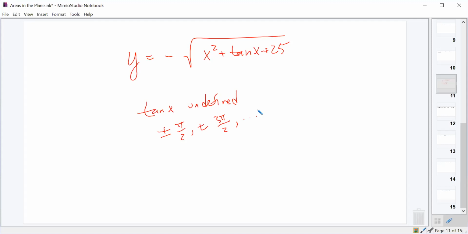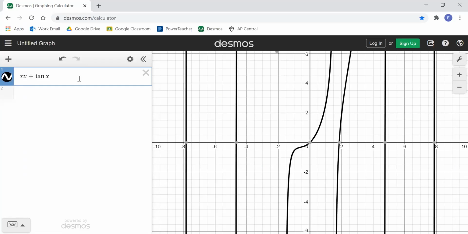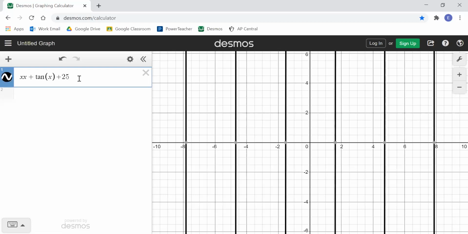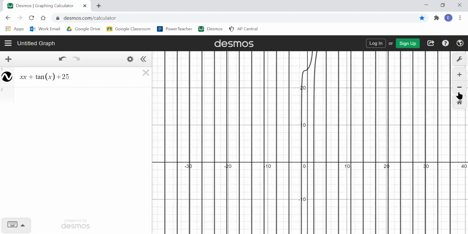Okay, the other thing that's going on though is that x squared plus tangent x plus 25 has to be greater than or equal to 0. So what I did was I went into Desmos and I just graphed x squared plus tangent x, put that in parentheses, otherwise it messes up sometimes, plus 25. And I said, well, zoom that out a little here. When is that greater than 0?